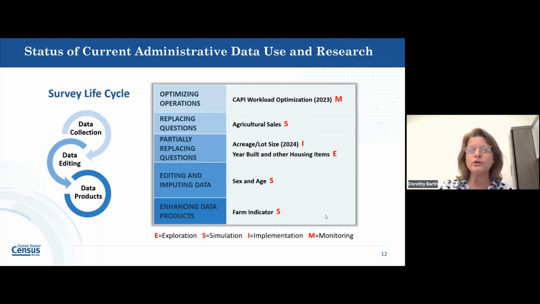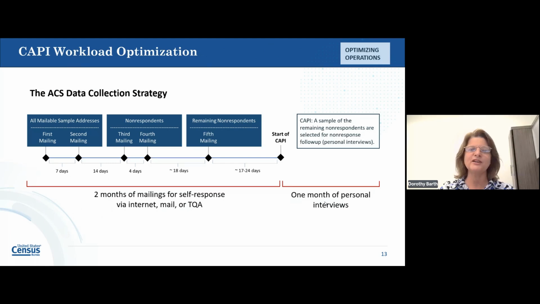The status of our current use. We have a couple of items in the exploration phase. Year built is the most promising, but we're also looking at other housing items to perhaps partially replace, and I'll talk about those later. In the simulation phase, we are simulating a farm indicator, which also touches agricultural sales, and I'll talk about that later. We have implemented acreage and lot size, and we're now in the monitoring phase of our CAPI workload optimization. So I'm going to talk about those in a little bit detail right now.